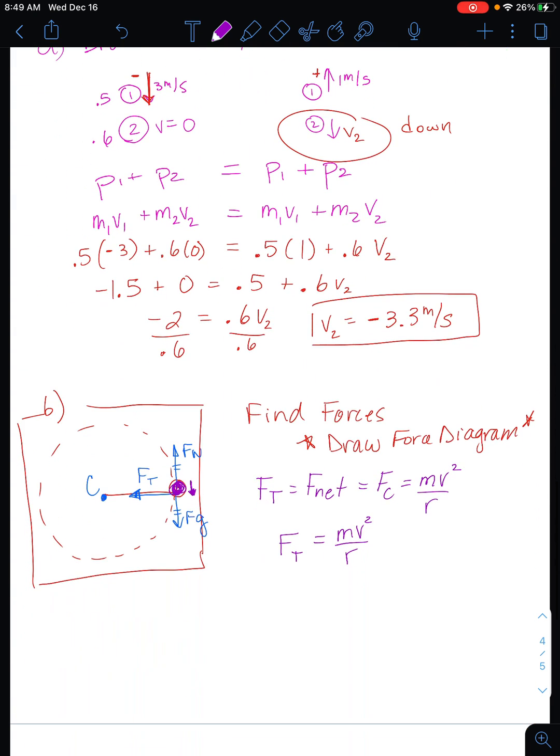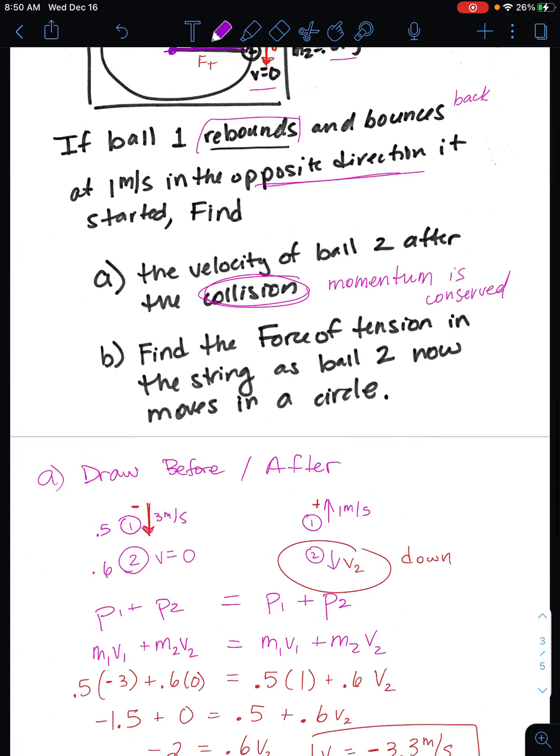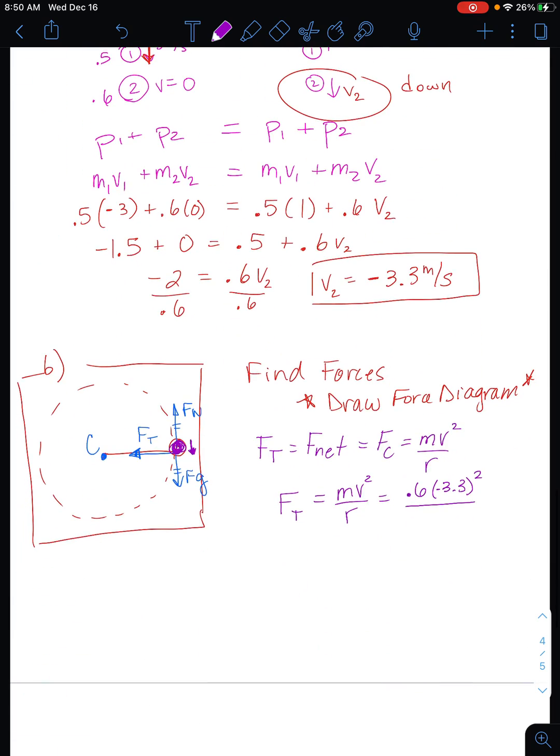So now that I have this all set up, I could say that that's equal to the mass of the ball of 0.6 times 3.3 squared. So I could put in that negative sign if I want to. I can leave it off because it's squared. And then I'm going to divide it by the radius of the circle, which we said was the length of the string. And so that's going to be 0.7 meters. So again, the length of the string and the radius are both 0.7 meters.